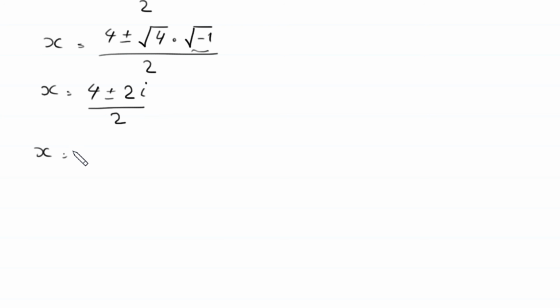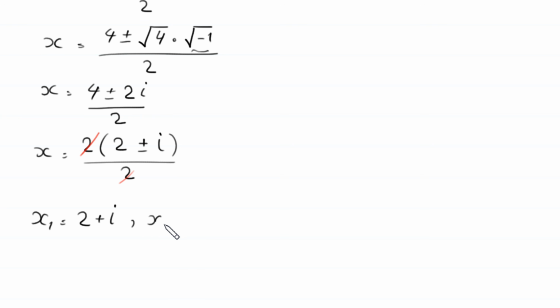x is equal to, from the numerator we can factor out 2 as common factor, and in bracket left 2 plus minus i, divided by 2. So this 2 will be cancelled out with this 2, and from here we get two values of x. x1 is equal to 2 plus i, and x2 is equal to 2 minus i. Now let's solve case 2.